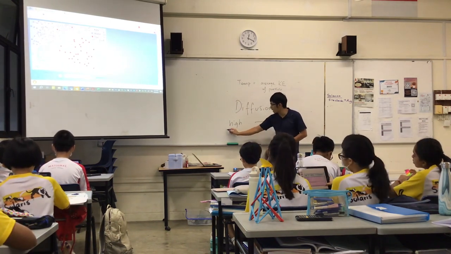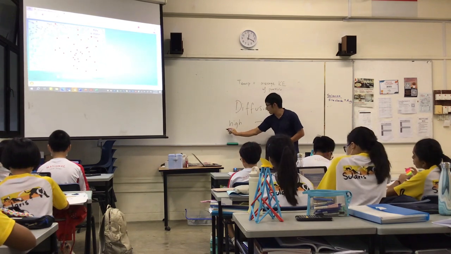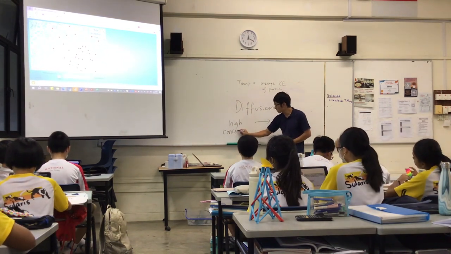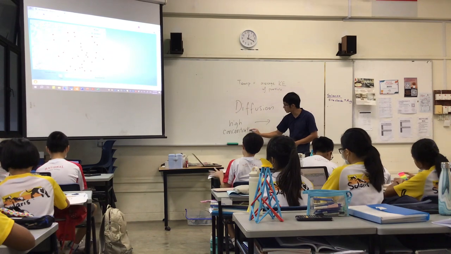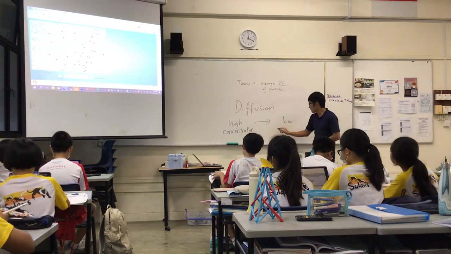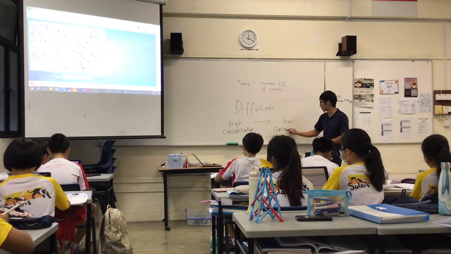Diffusion is the spreading of substances from an area of high concentration to an area of low concentration. The word concentration means how much of a substance there is.